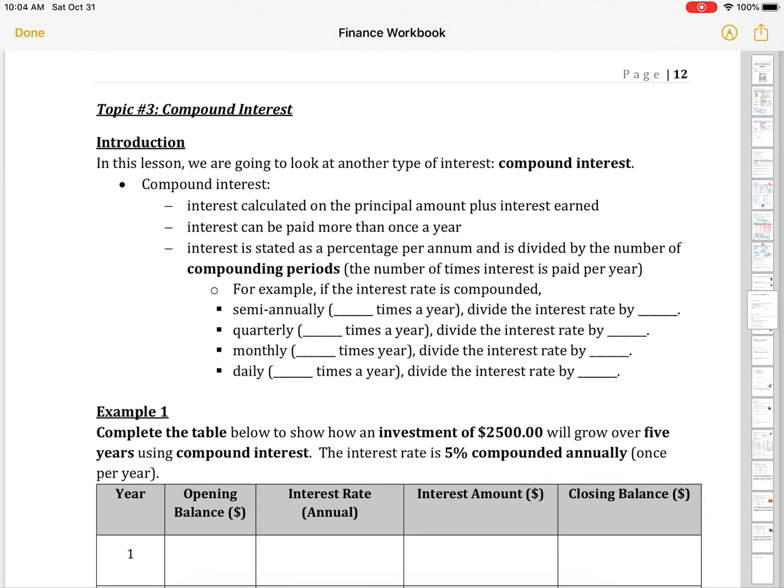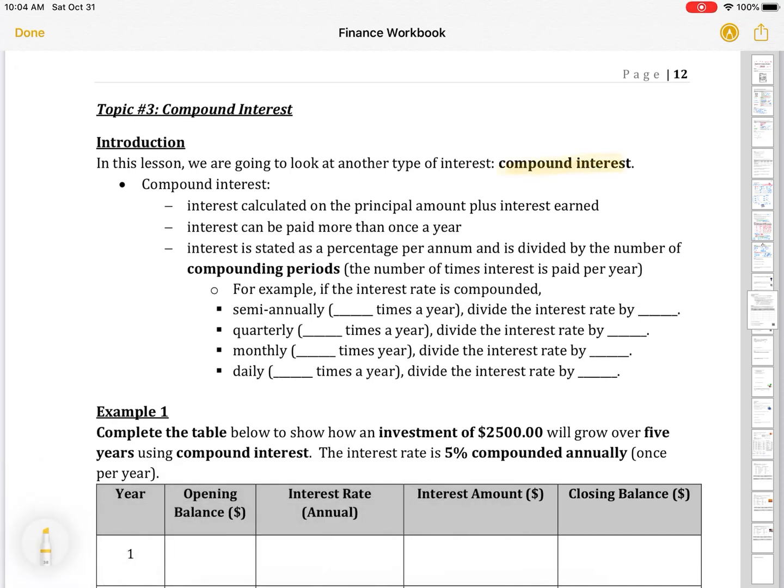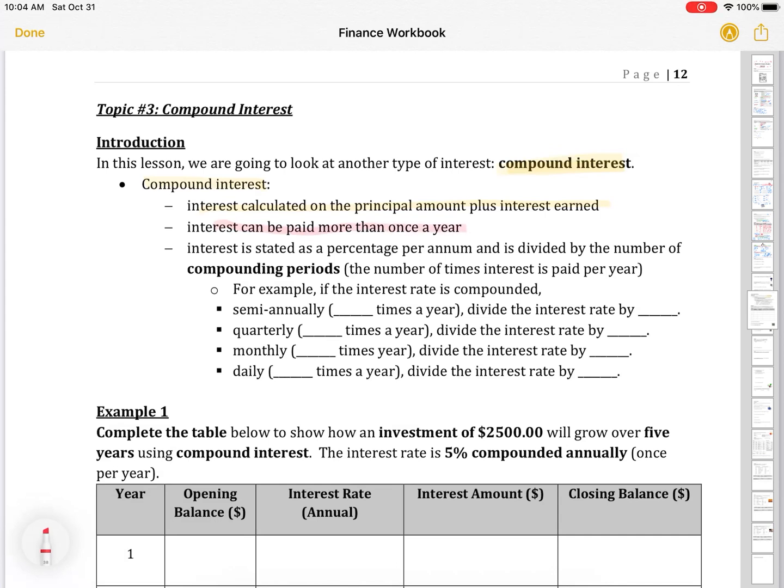Math 20-3, we're doing compound interest. So, in this lesson, we're going to look at another type of interest, compound interest. Now, compound interest is interest calculated on the principal amount plus the interest earned. And in compound interest, interest can be paid more than once a year.